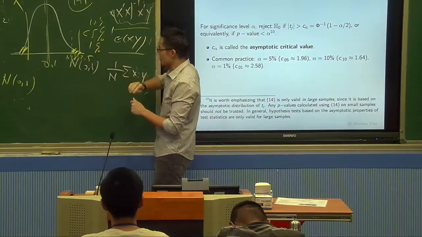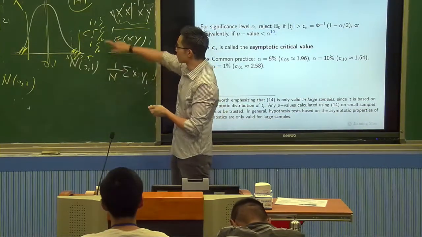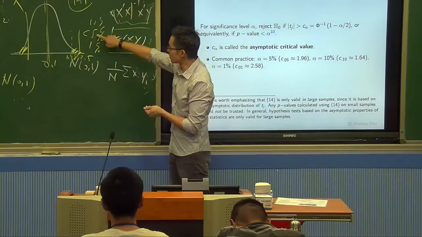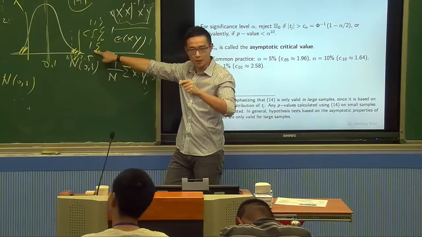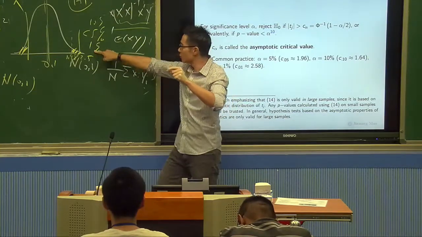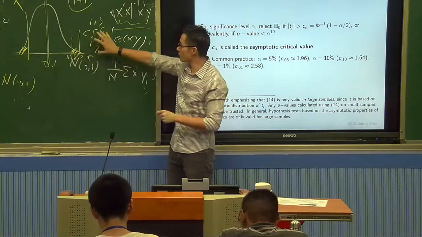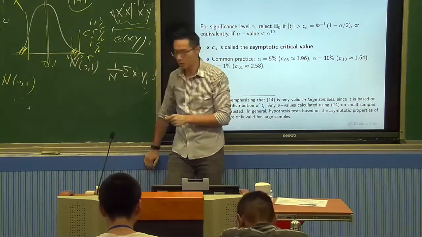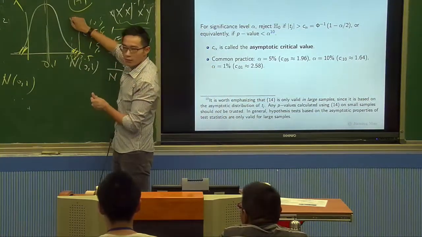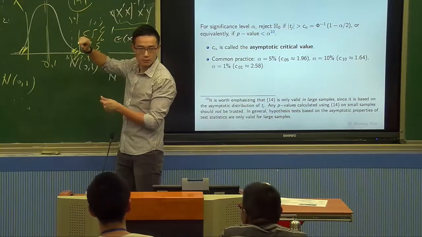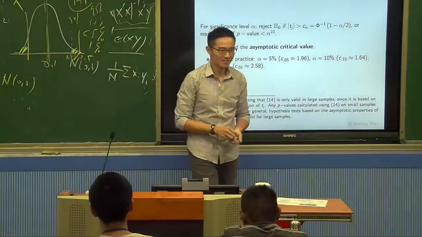But let me just ask a simple question now. Why do we choose this 5%, 10%, 1%, which is called a threshold, right? So it's the threshold of the p-value. If the p-value drops below this threshold, we reject. But why do we choose 5%, 1%, 10%? Why do we choose 5%? Why not choose 50%? Or maybe 95%?